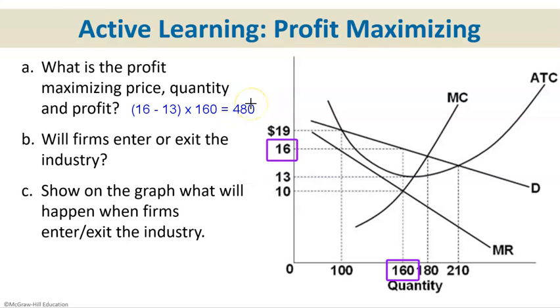Will firms enter or exit the industry? If profit is positive, then firms will enter. Now, when more firms enter the industry, that means that this one firm that we're looking at will have to share the demand with more firms in the industry. So their portion of the demand curve will decrease. So you'll get a new demand curve that has shifted down and to the left. So it may look something like this. So you should have a new demand curve. You can label it as D2 that is shifted down and to the left.